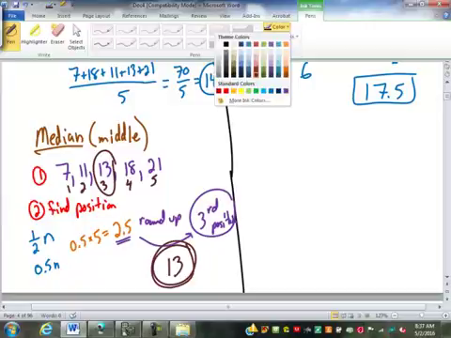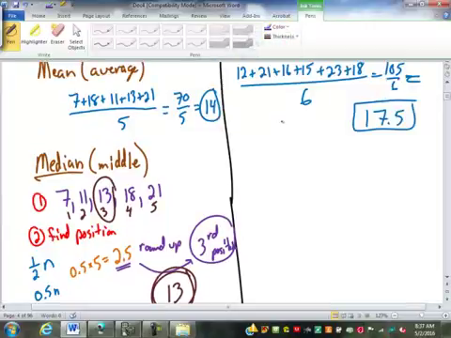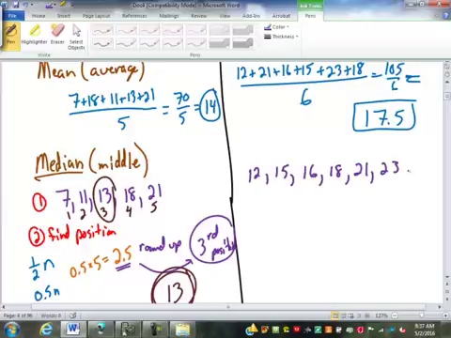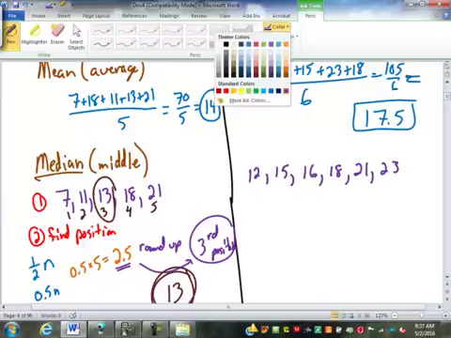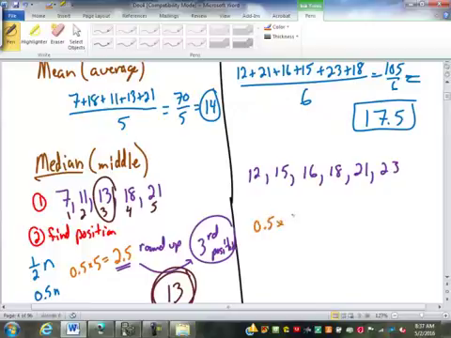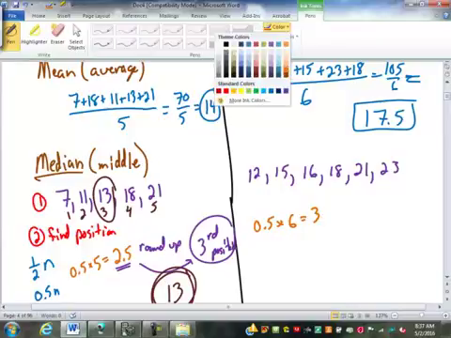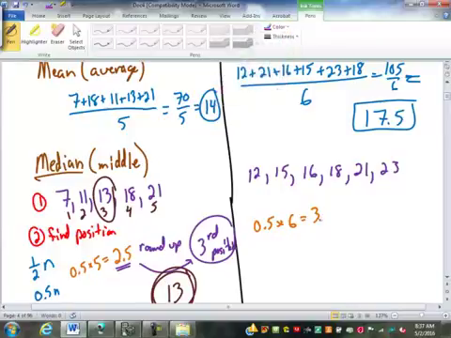So let's try that over here. I've got 12 as my smallest. Looks like 15, 16, 18, 21, and 23, correct? So now I'm going to take 0.5 times 6, which is n, right? Gives me 3. What that's telling me is that there's 3 numbers smaller than my median. When it came out to be 0.5, we rounded up.